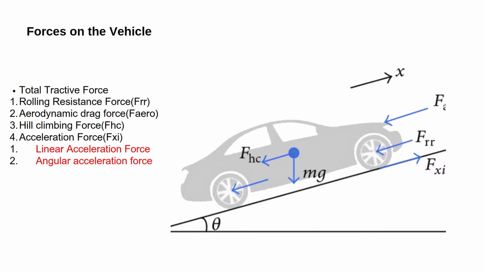Inside this acceleration force we have two forces. One is the linear acceleration force and another one is the angular acceleration force. These are two related concepts that describe the motion of an object. Linear acceleration force is the force required to accelerate an object in a straight line. It is defined as the rate of change of the object's velocity with respect to time. What is the unit of this linear acceleration force? We know that it is a force, that means Newton.